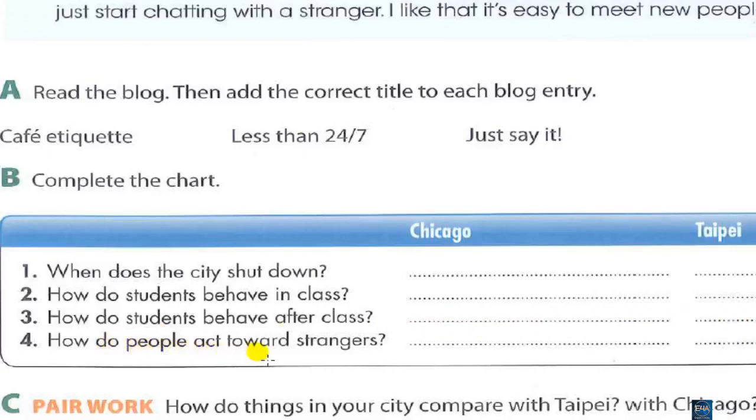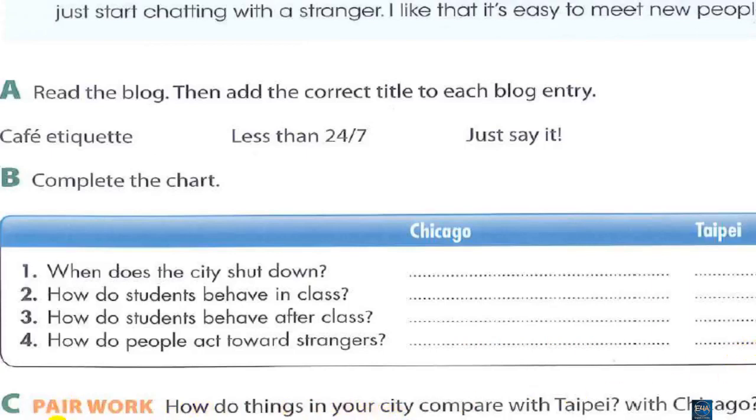How do people act towards strangers? Strangers, people we don't know. In Chicago, people are very friendly. People talk to each other or to strangers. So people are very friendly. In Taipei, people don't start conversations with strangers.